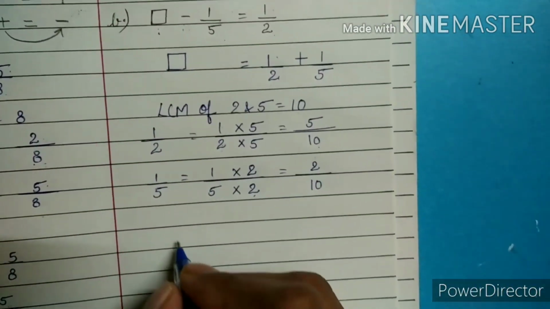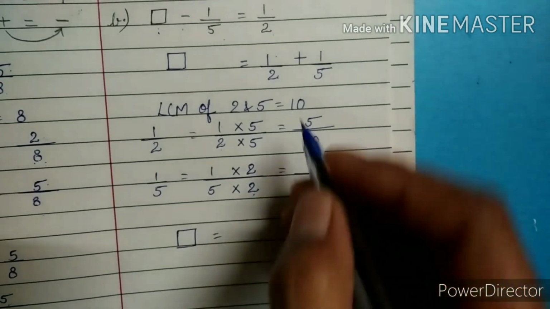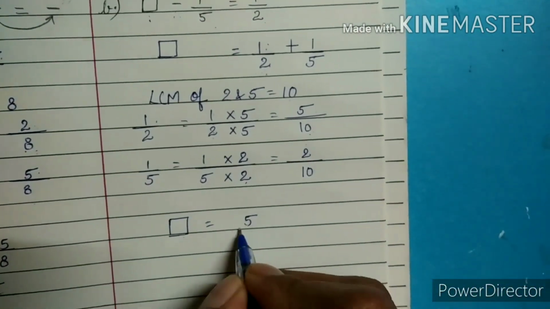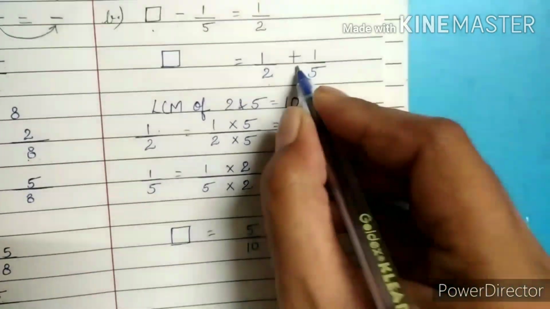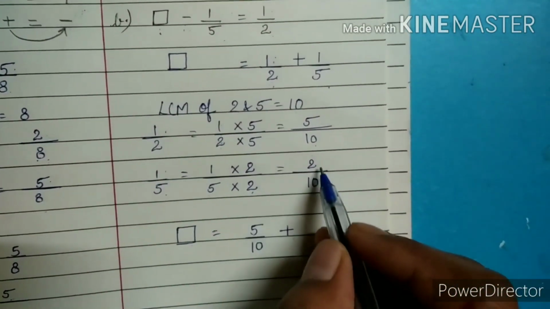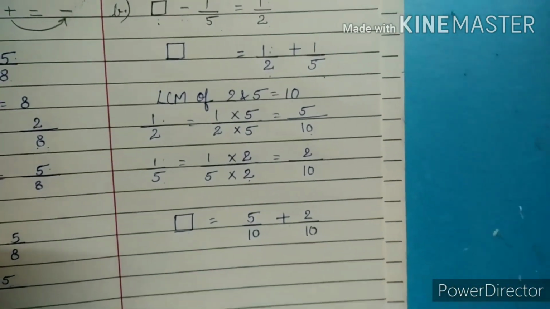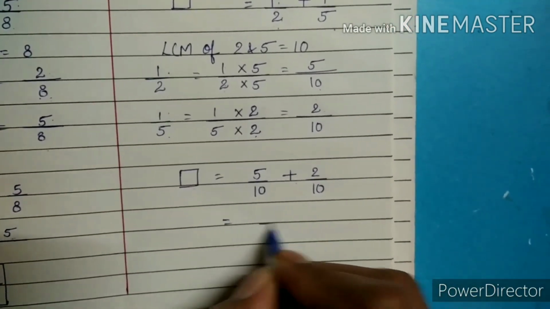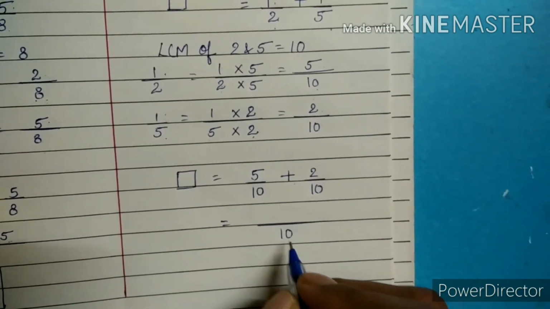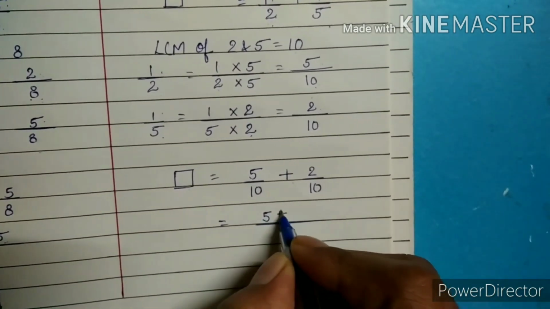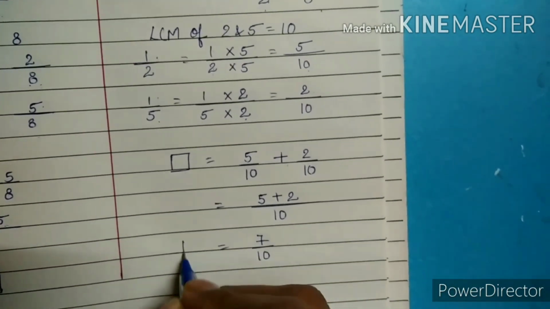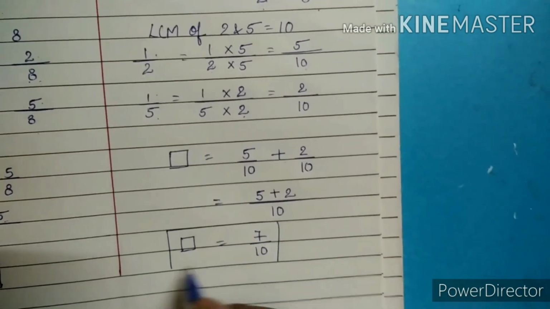Now we will go to the previous term, that is box equal to 1 by 2. Now we made 1 by 2 as 5 by 10. So here 5 by 10, and plus will also come here, 1 by 5. Our 1 by 5 became 2 by 10. You can see their denominators are the same, so they combine into a single denominator. In the numerator we have 5 plus 2. 5 plus 2 gives 7 by 10. This will be the box value in case B.